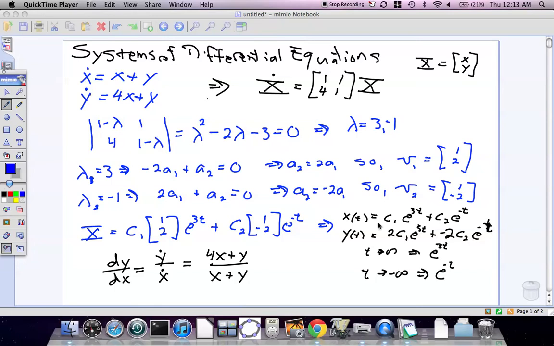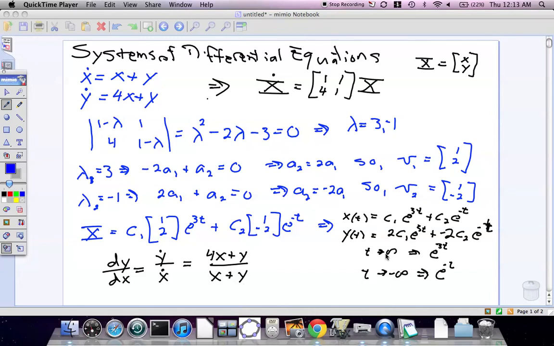What I want to do next is take a look at, for various values of c1 and c2, what do the solution curves look like? How does that relate to a slope field? Slope field here, dy/dx, slope would be y prime over x prime, y dot over x dot, which according to my system would be 4x plus y over x plus y, slope.